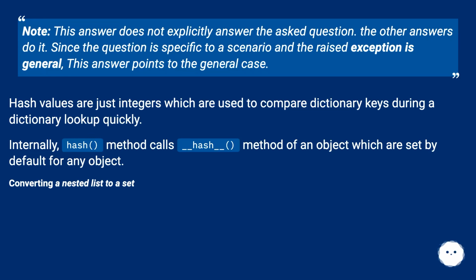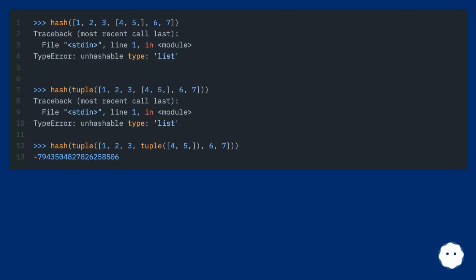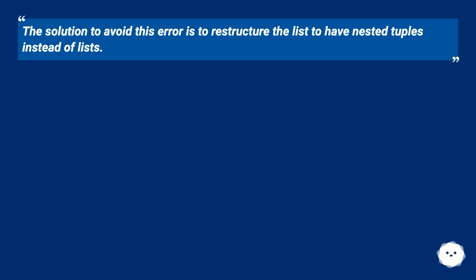Converting a nested list to a set. This happens because of the list inside a list, which is a list which cannot be hashed, which can be solved by converting the internal nested lists to a tuple. Explicitly hashing a nested list. The solution to avoid this error is to restructure the list to have nested tuples instead of lists.